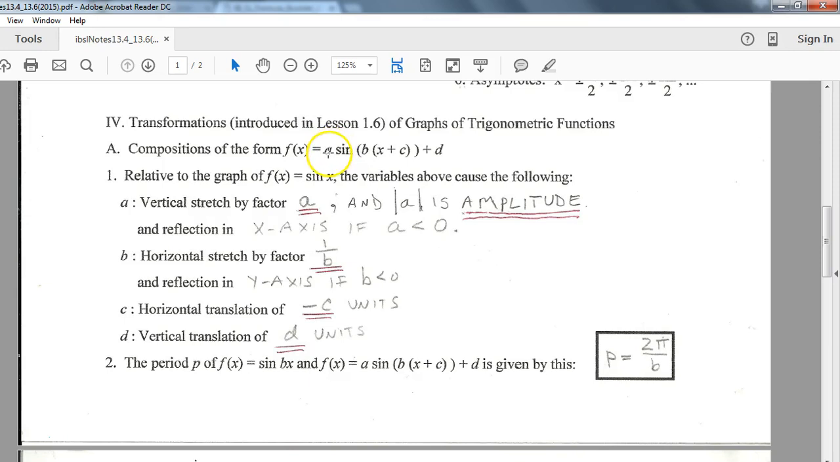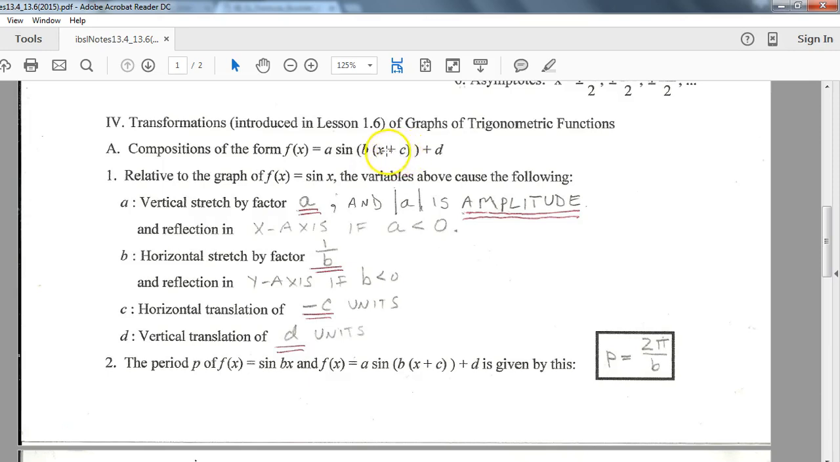So A and D affect your graph up and down. This is your vertical stretch, and this is your vertical shift. B and C have to do with the horizontal elements of the graph. So yes, the period is 2 pi over b, but the other way to look at b is as your horizontal stretch factor. Remember that your horizontal factors always do the opposite of what you would think. That was something we saw back in chapter 1. So if this is a value of 2, then my horizontal stretch would be 1 over 2.